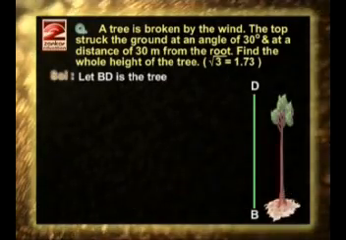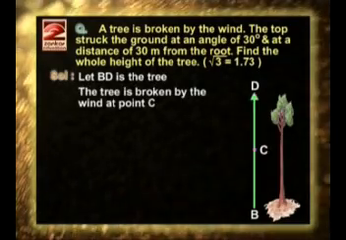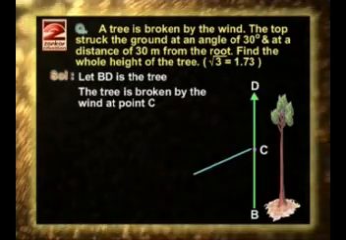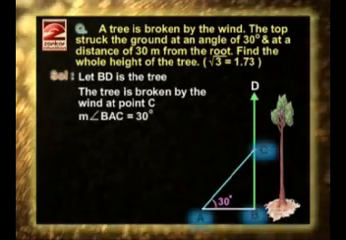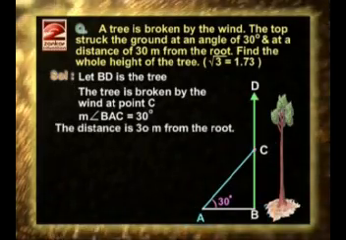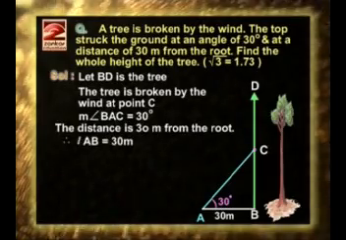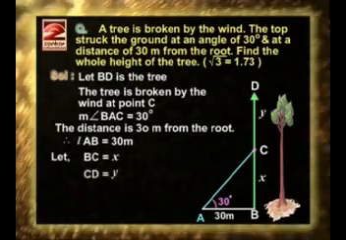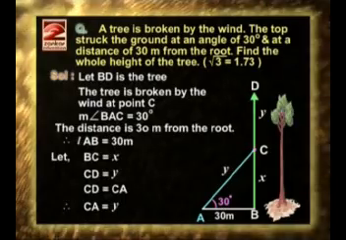Now let BD be the tree. The tree is broken by the wind at point C. So now this portion touches the ground at A. The angle is 30 degrees. So measure angle BAC is equal to 30 degrees. The distance is 30 meter from the root and therefore length AB is equal to 30 meter. So here let BC is equal to X, CD is equal to Y. Now CD is equal to CA, therefore CA is equal to Y.